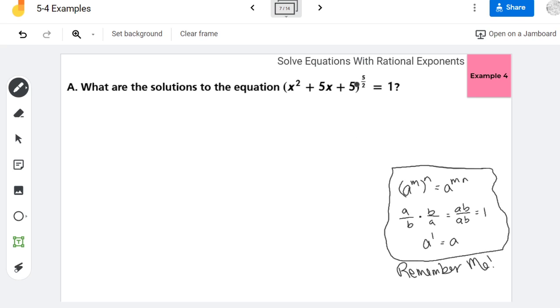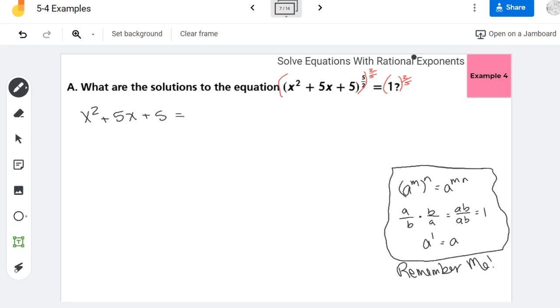So here we go. To get rid of this rational exponent, what I'm going to do is raise each side of the equation to its reciprocal. So I'm going to raise it to the 2/5. What that does is eliminate all this junk here on the left, like with the weird powers. So the left-hand side of my equation turns into x squared plus 5x plus 5.